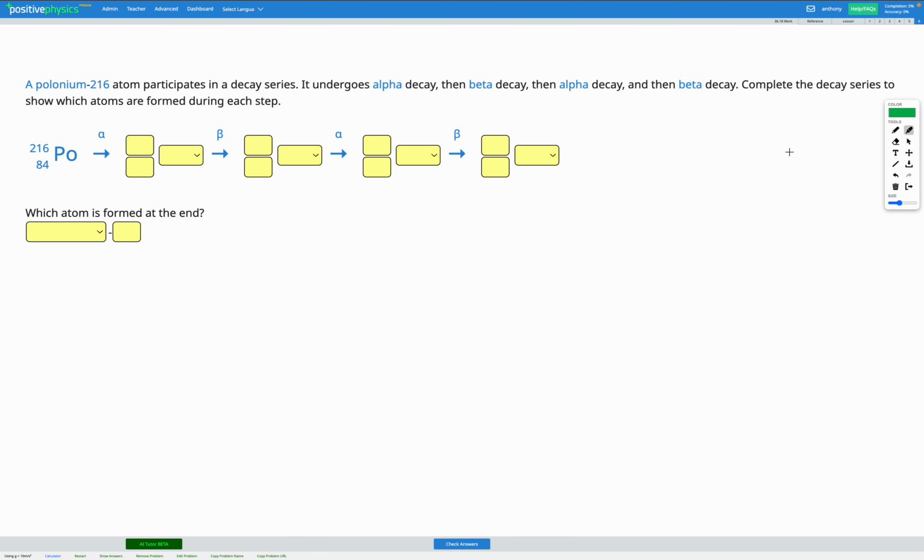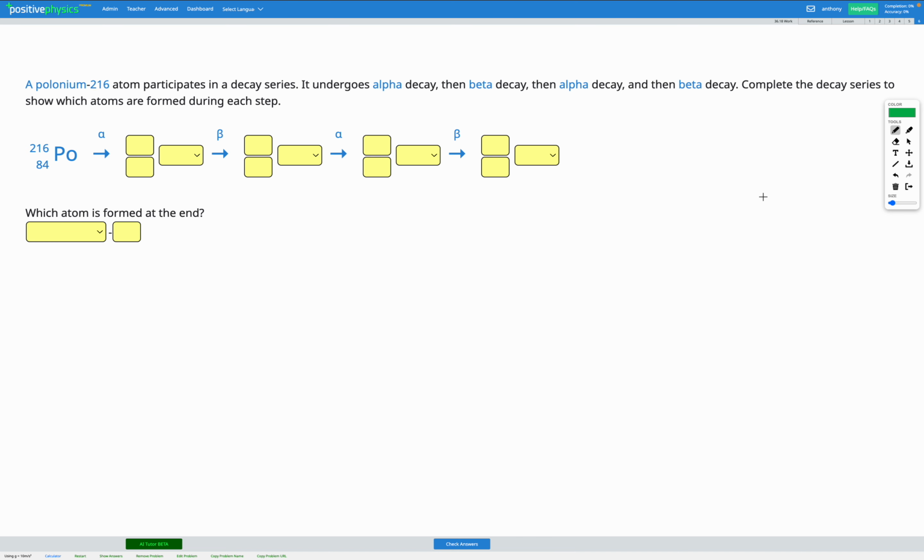In this skill, we're going to be figuring out the results of a decay series. A decay series is when an atom undergoes a series of multiple decays in a row. So here we're starting with polonium-216. It then undergoes alpha decay, then beta decay, then alpha decay, and then beta decay again. So 4 decays in a row. And our goal is to figure out what atom we end up with.